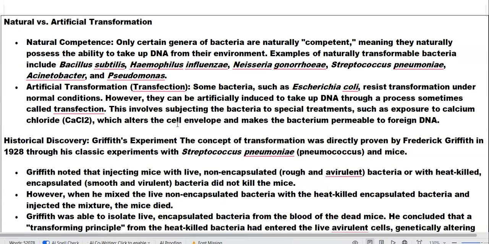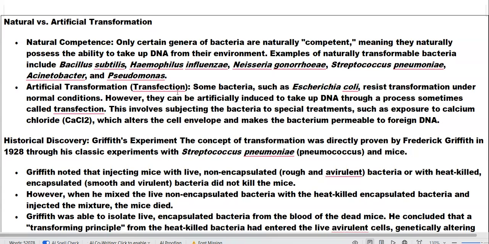Natural versus artificial transformation. Natural competence. Only certain genera of bacteria are naturally competent, meaning they naturally possess the ability to take up DNA from their environment. Examples of naturally transformable bacteria include Bacillus subtilis, Haemophilus influenzae, Neisseria gonorrhoeae, Streptococcus pneumoniae, Acinetobacter, and Pseudomonas. They are all natural competence examples.